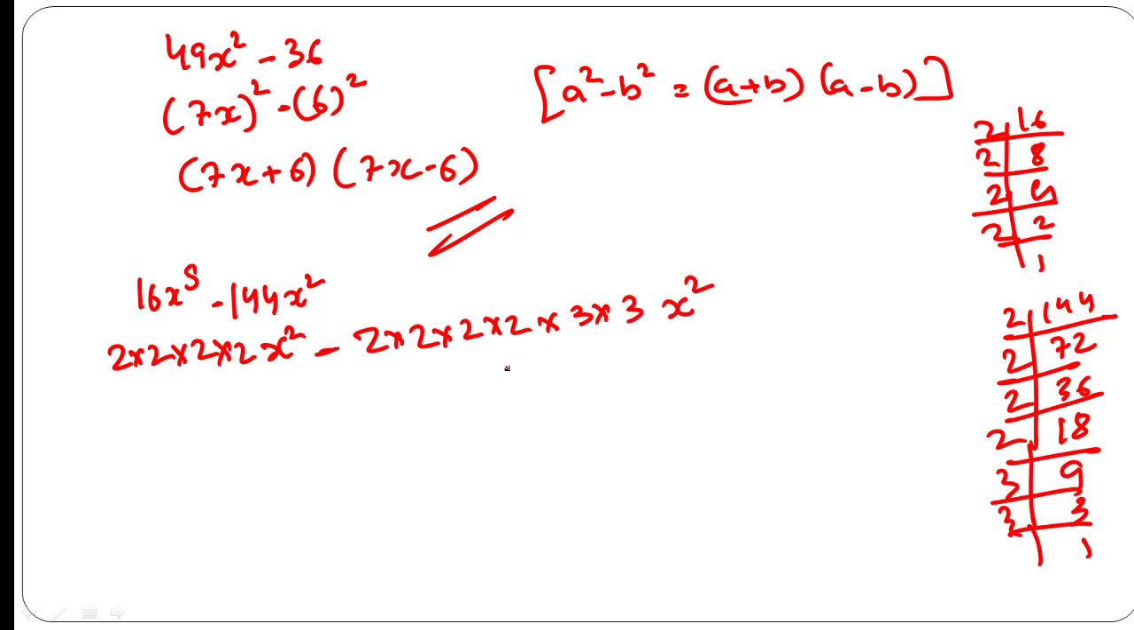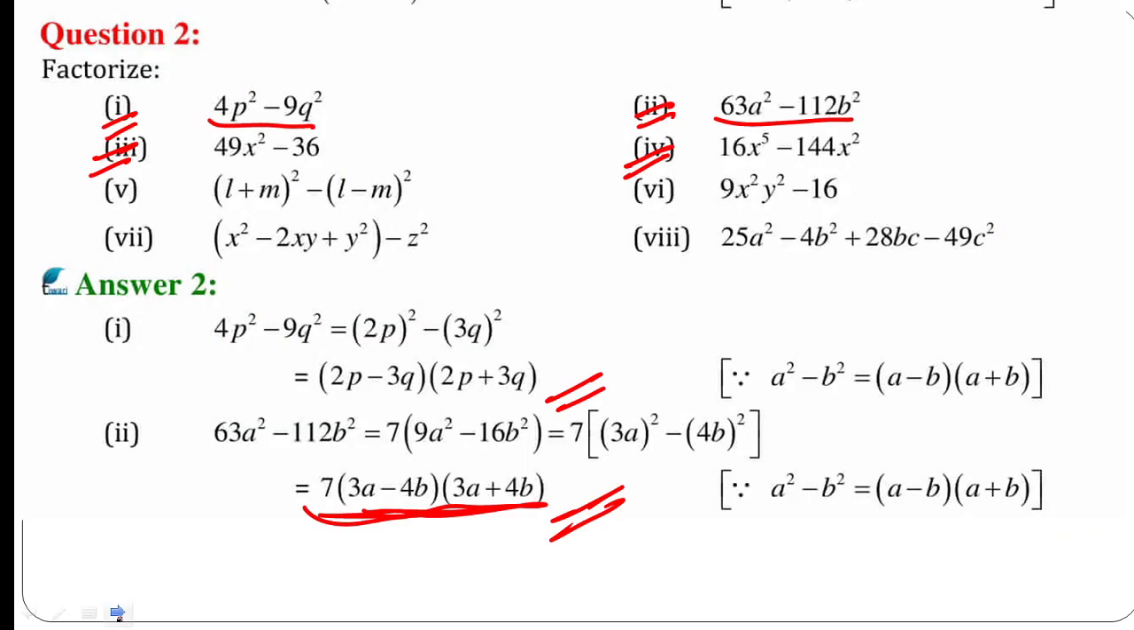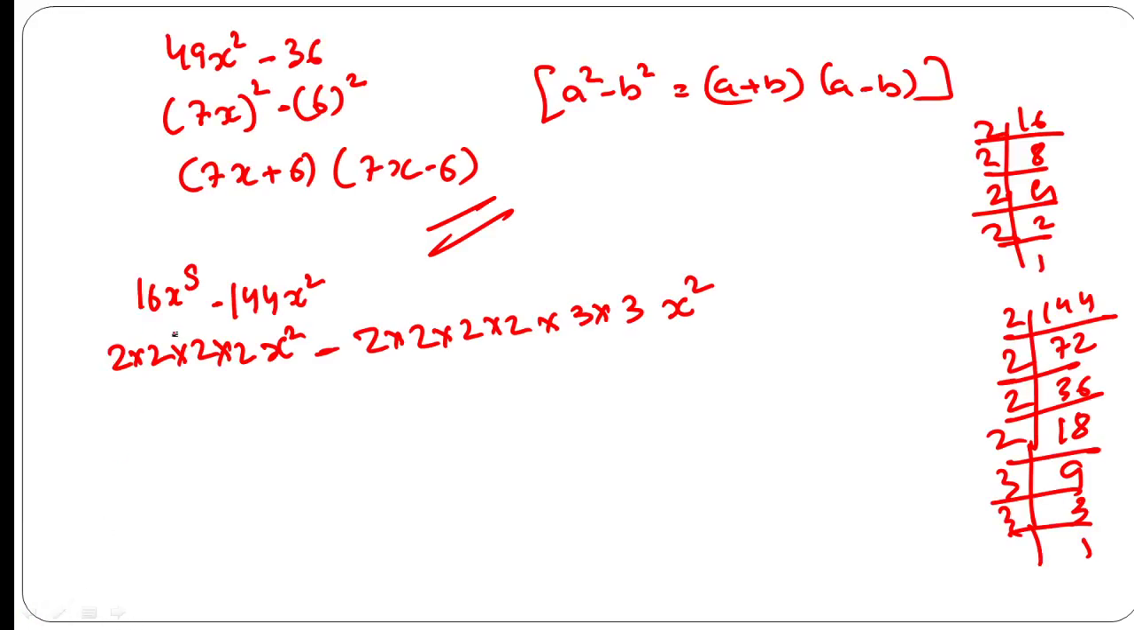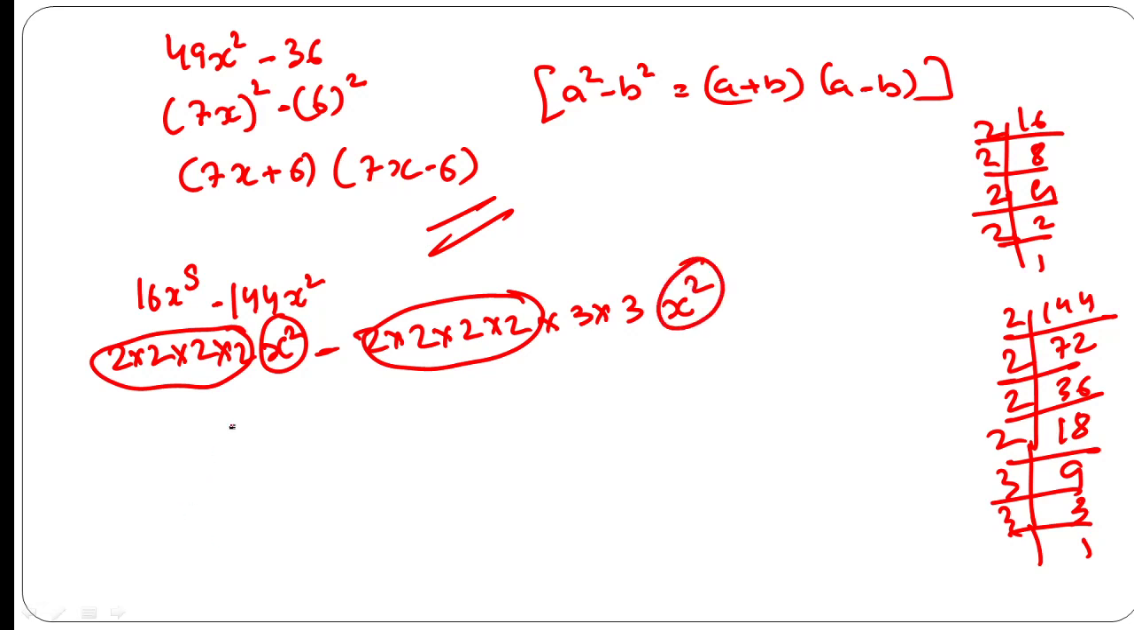So what is common in both the terms? Here the terms common in both are these 4 twos and this x square. So you will take this common, so you will obtain 2 into 2 into 4, that is 16 x square to be common. Inside term is, here nothing will remain, so inside term is 1, and here the term is 9.